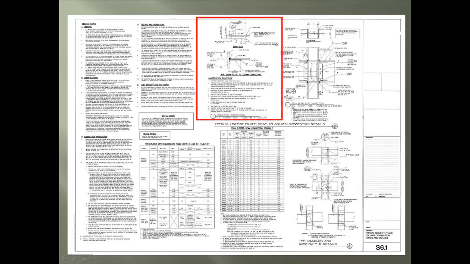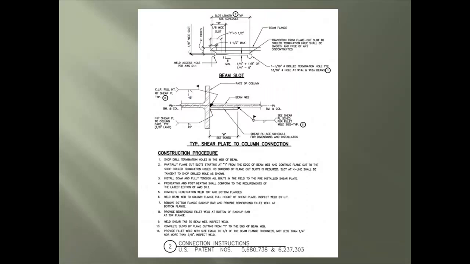Let's take a look at the detail for the connection instructions. First thing with this detail of instructions is to understand there are 3 separate sections. First is the actual detail for the required proper slot in the beam web of the full penetration weld connection. Next is the proper way to attach the shear clip to the column that will receive the beam. And lastly are the procedures for the actual construction of full pen connections.